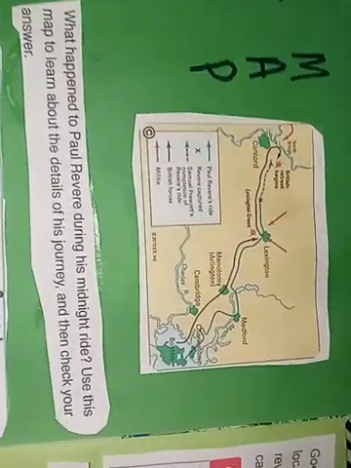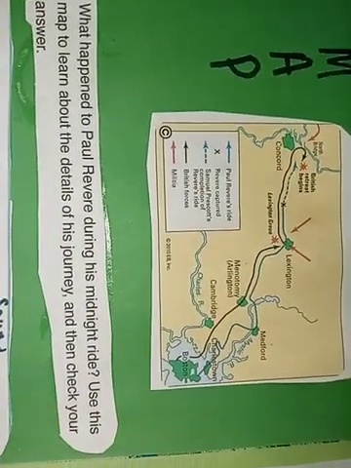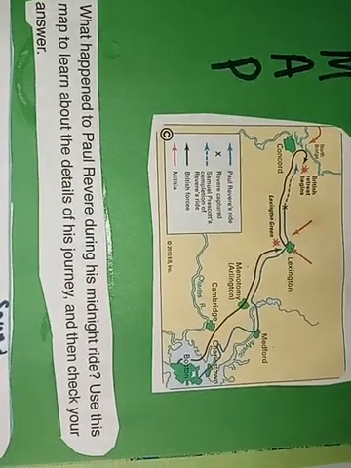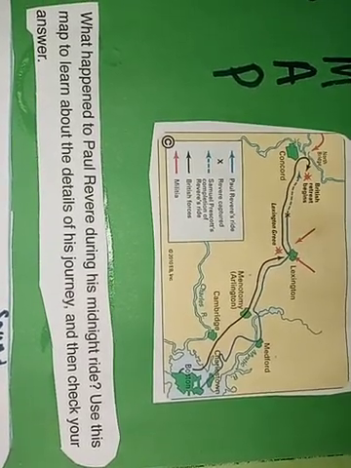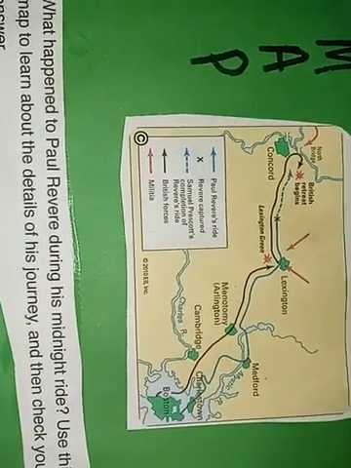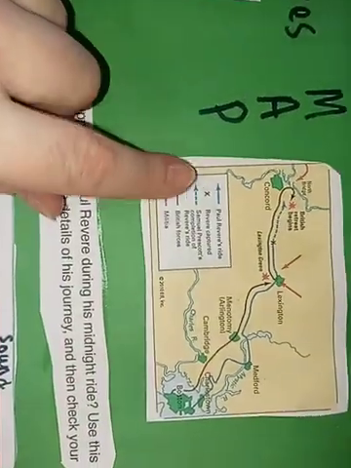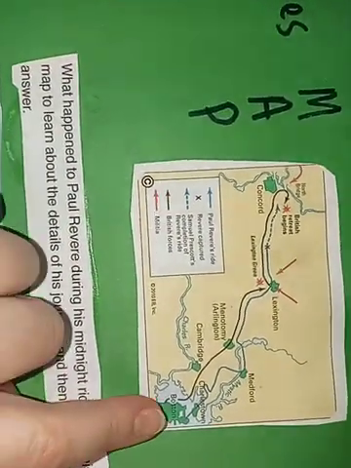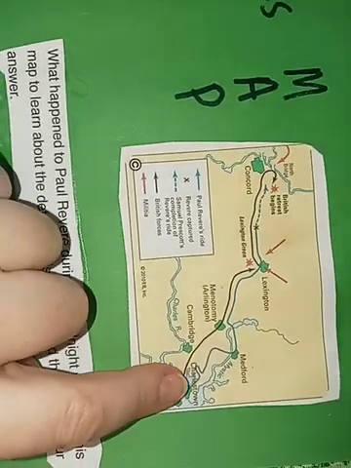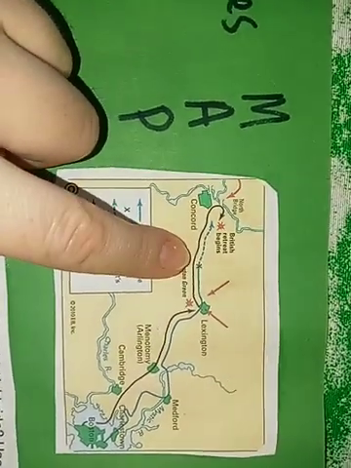This is a map. This is a map of Paul Revere's ride. What happened to Paul Revere during his midnight ride? Use this map to learn about the details of his journey and then check your answer. So Paul Revere's ride is, I believe, in blue. Yes, blue. So you see the blue and you follow the blue and he starts down here and he follows along and he's up here where his ride changes.